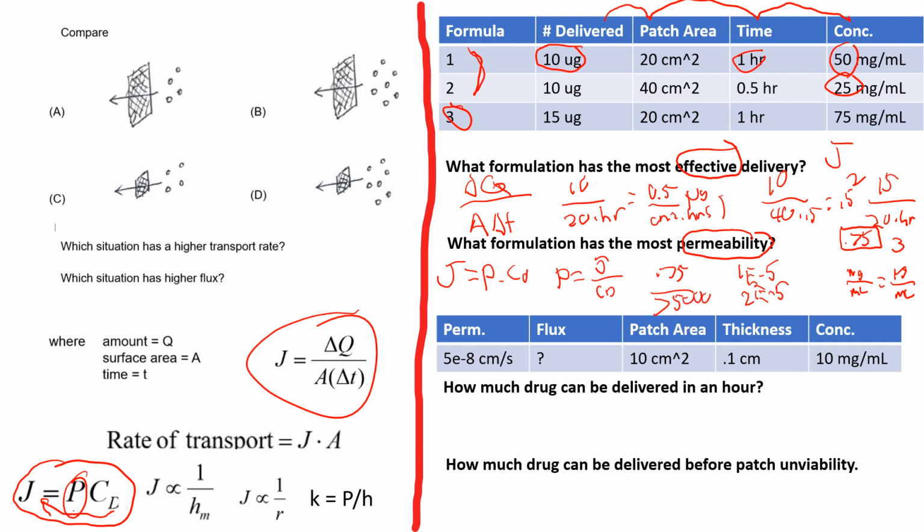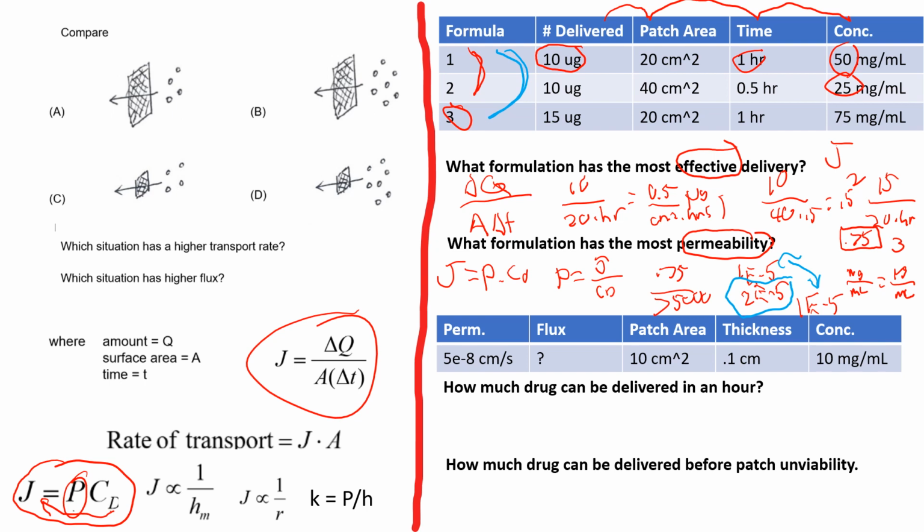So when we do that, we get 1 times 10 to the negative 5. So for this one, we can see that in terms of permeability coefficients, 1 and 3 were actually equal. However, formulation 2 actually has a greater permeability.